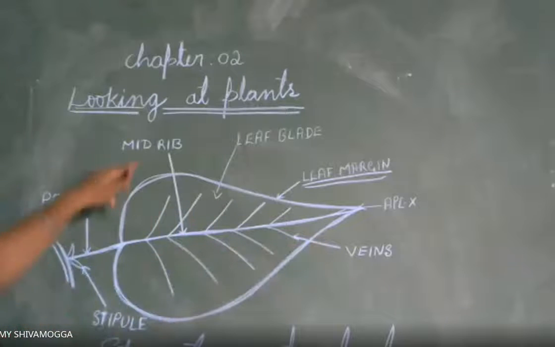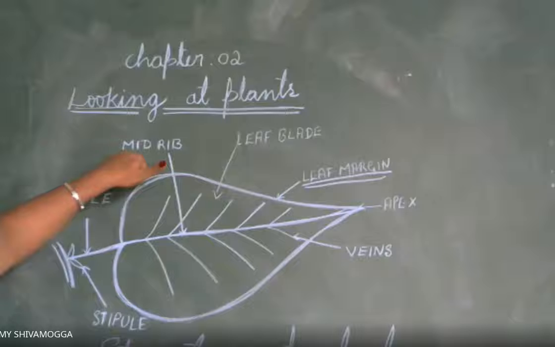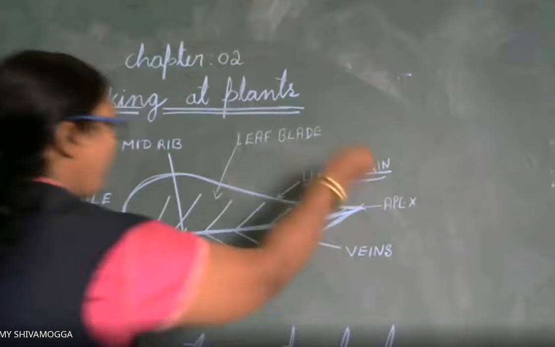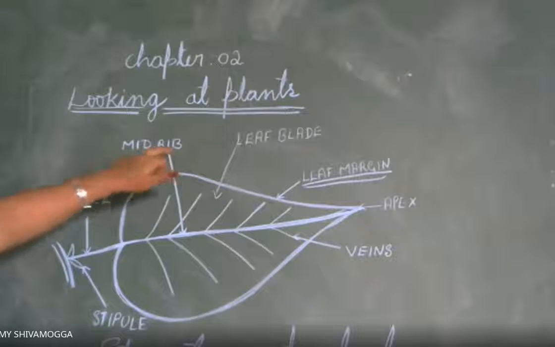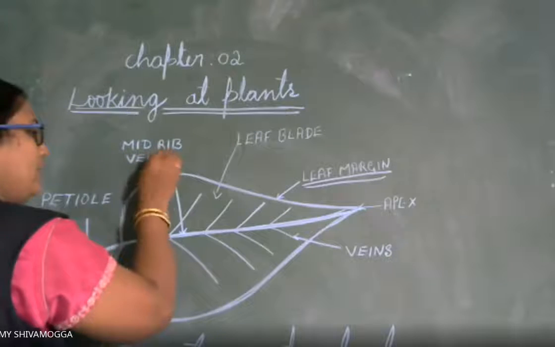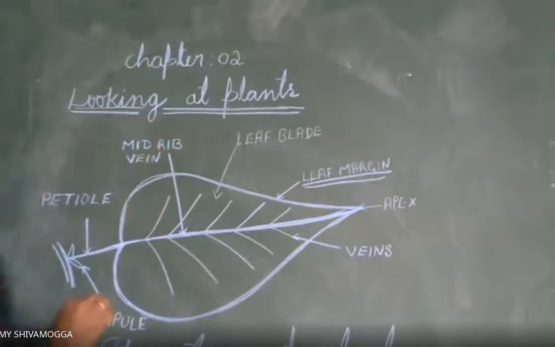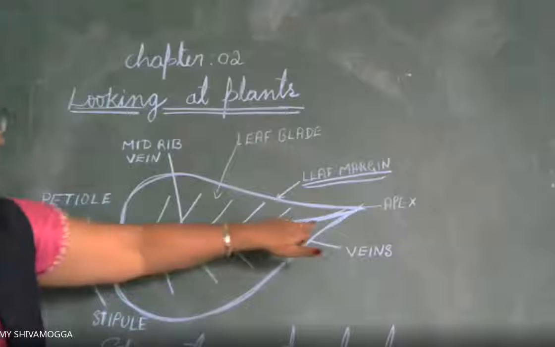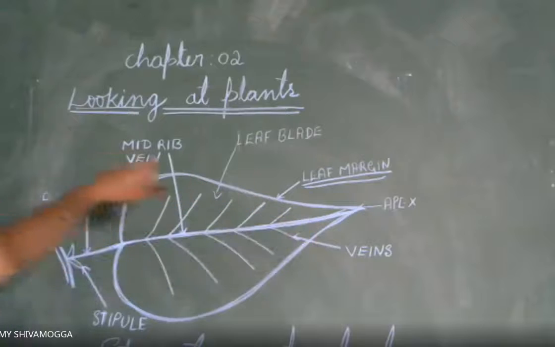In the leaf, the middle thick line you can see. That thick line is called what? Mid-rib vein. Okay, this thick middle vein is called mid-rib vein. Yes, everyone note down this one. Mid-rib vein, V-E-I-N. The middle thick vein is called mid-rib vein.